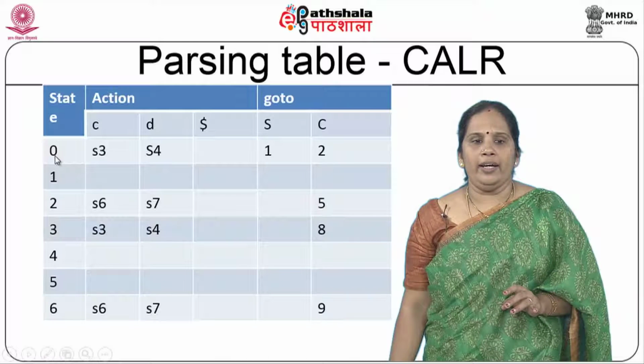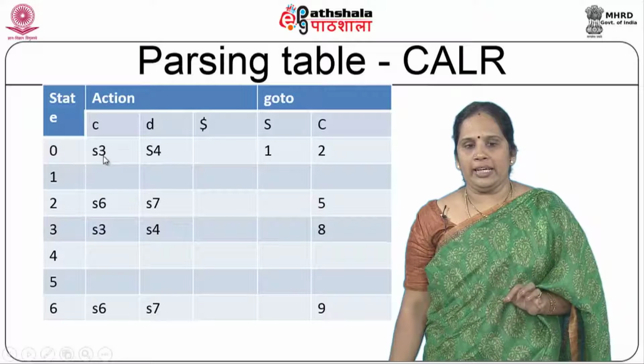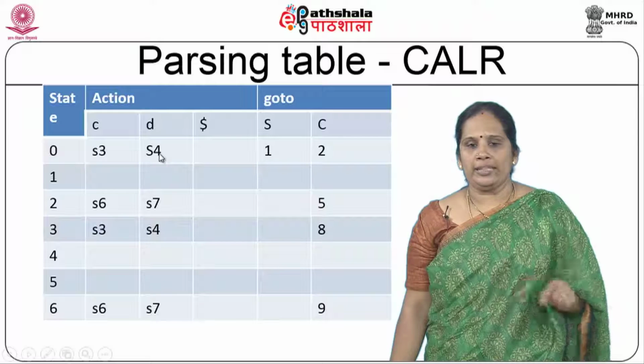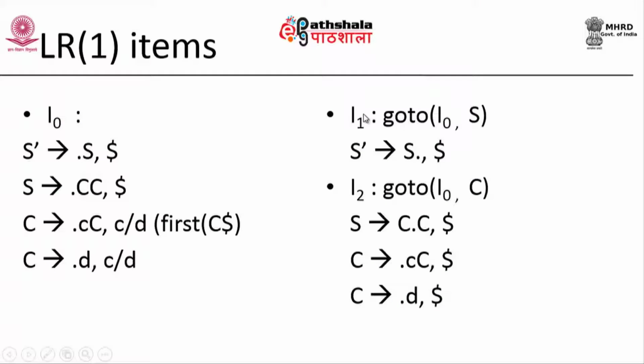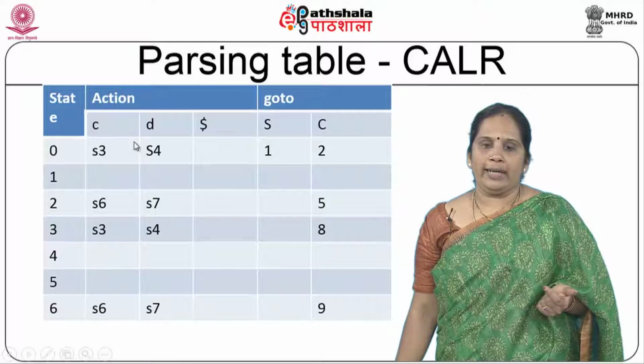So here we had I0 comma c is I3, so I am calling this S3. I0 comma d is I4, so I am calling it S4. Just a quick go through on what we look at here. I0 comma S is I1, I0 comma C is I2, I0 comma small c is I3, I0 comma d is I4. Similarly, I2 comma C is I5, I2 comma small c is I6, and so is I6 comma C. So that is what is indicated in the parsing table.